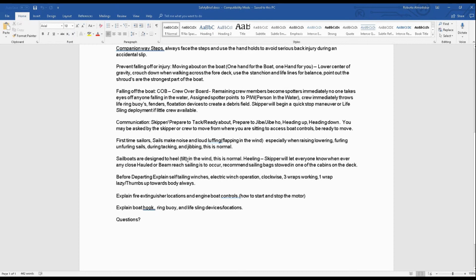So let them know that tilting or heeling is normal, and that we'll let them know whenever there's going to be any close hauled or beam reach sailing, which tends to make that boat heel over. We always recommend that the sailing bags are stowed in one of the cabins on the deck floor, so that stuff doesn't spill all over the floor. So let them know about heeling, that it's normal.